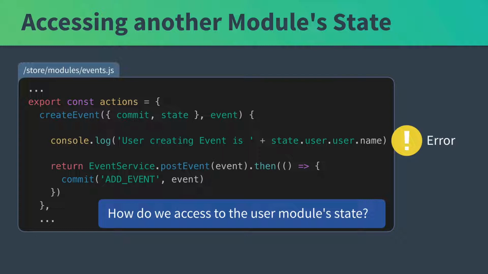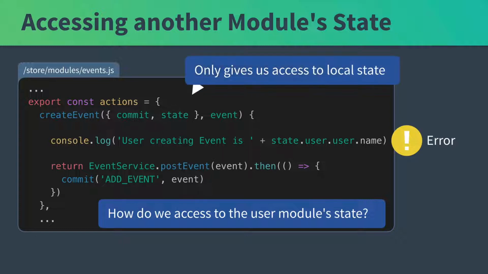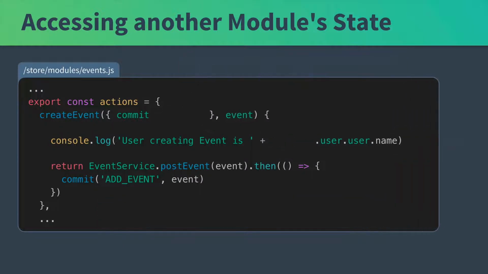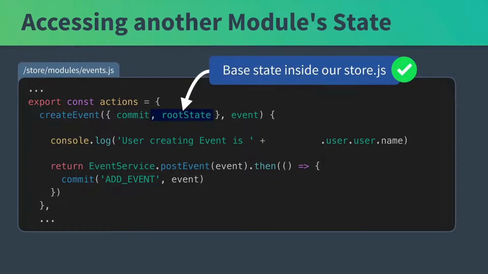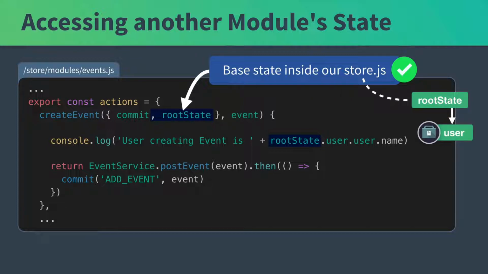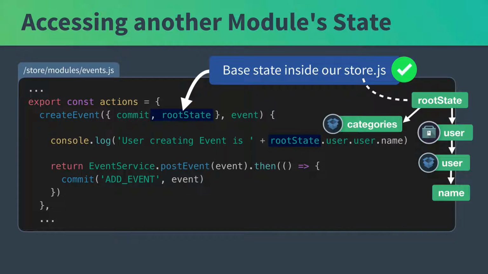When we're in modules, the state context object only gives us access to the state inside of our module, the local state. Instead, we need to send in the root state. That gives us access to the base state inside our store.js. Then we can call rootState.user.user.name. This root state comes from our store.js, and from there we can access the user module, fetch the user state, and then get access to the name. Remember how we left the categories in our store.js? If we needed access to those, we would find them on the root state.